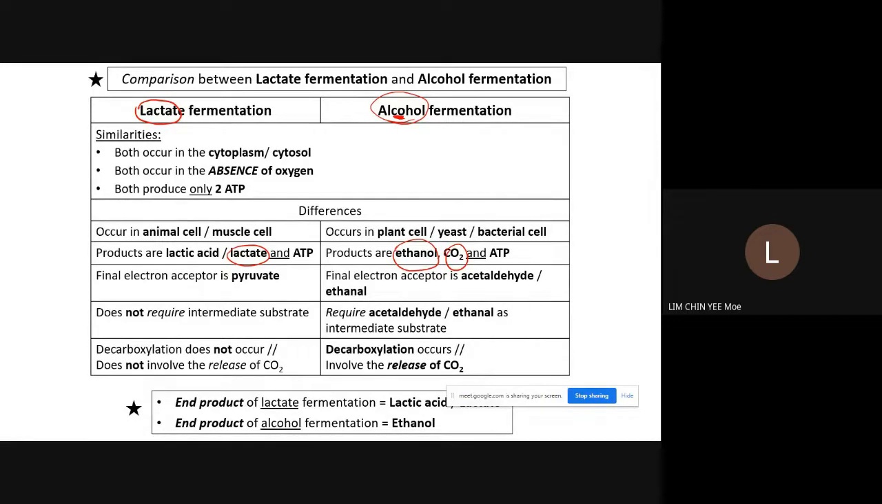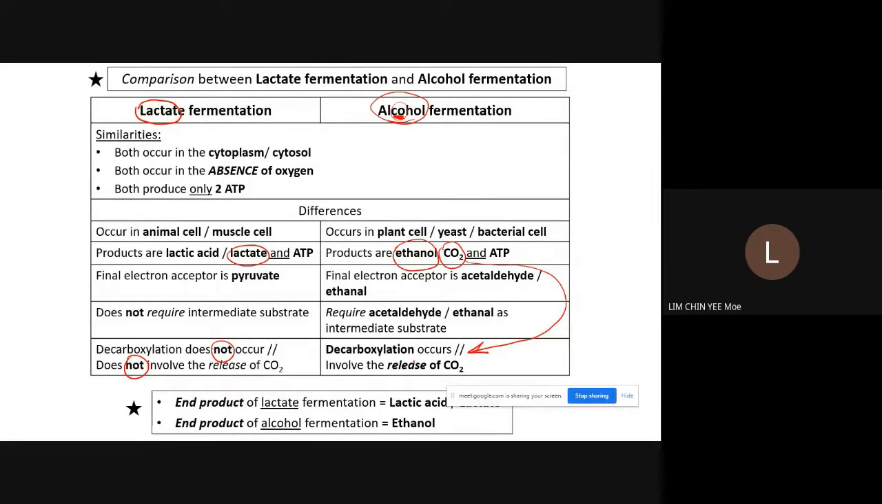So what do you think? Kalau dia ada carbon dioxide release as a byproduct, what process will you expect? Decarboxylation. Very good. Whereas this one does not involve decarboxylation. That's why in the products, we do not have carbon dioxide form. Ingat alcohol, carbon dioxide. So ethanol, dia ada carbon dioxide, that means decarboxylation is included, dia ada involved.